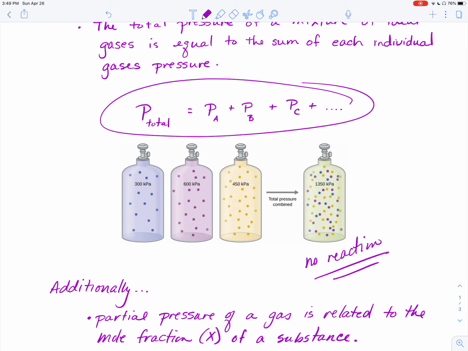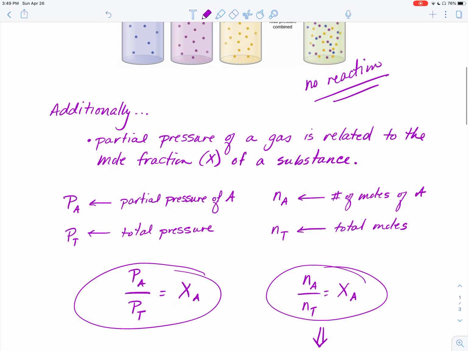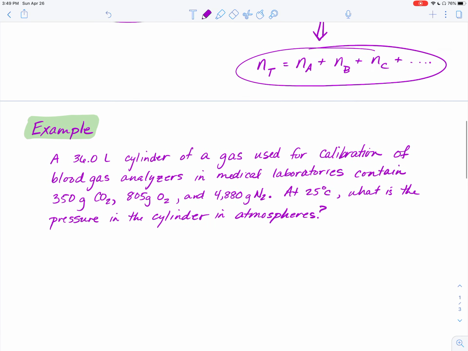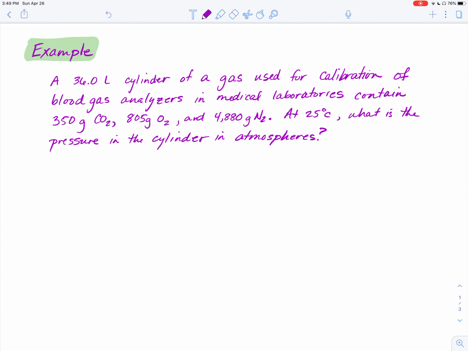So what we're going to do is use each of these points of information and potential uses of Dalton's law of partial pressures, and try an example problem to see if we can solve it using all of these pieces of information. This example says you have a 36.0 liter cylinder, so there's your volume, of a gas used for calibration of blood gas analyzers in medical laboratories containing a couple of different gases.